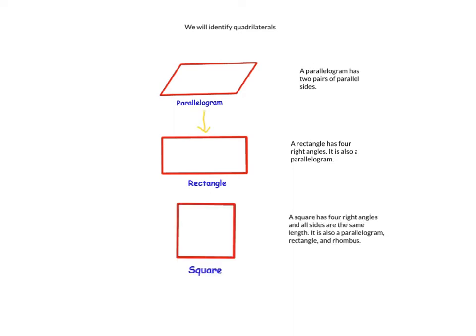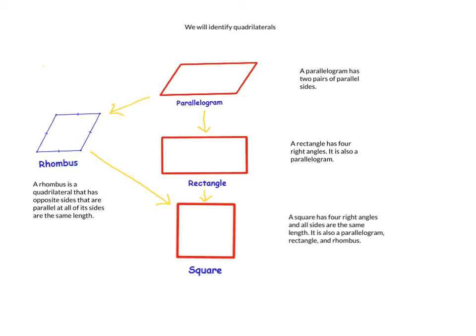Next, we have a square. A square has four right angles and all sides are the same length. It is also a parallelogram, rectangle, and rhombus. A rhombus is a quadrilateral that has opposite sides that are parallel and all of its sides are the same length. A rhombus is also a parallelogram.